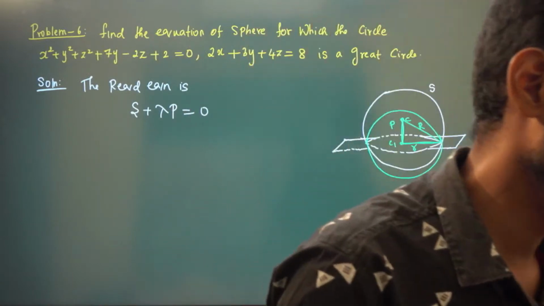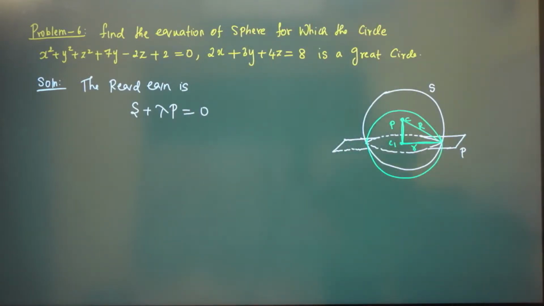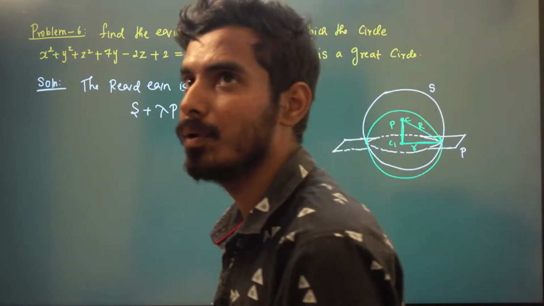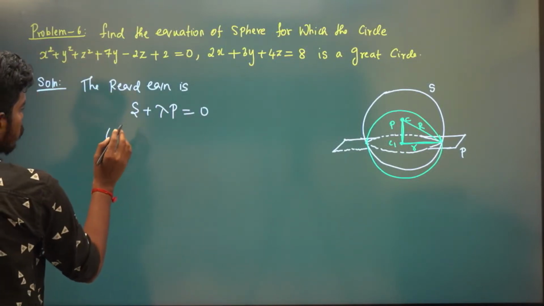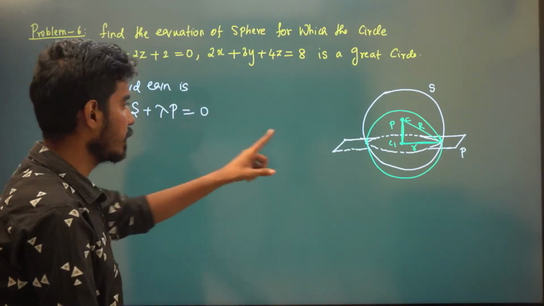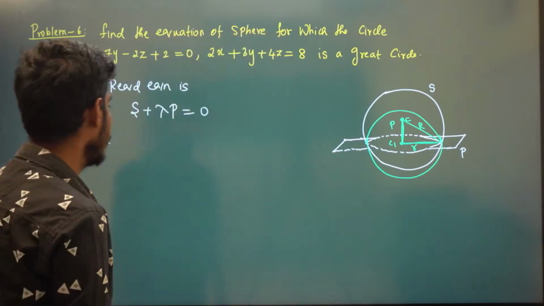In the previous question we had two parts. The first part was to prove the radius is 1, and after that we needed to prove the second part. But here we have only one part. So S plus lambda P is 0. Again, make use of the condition that the center has to lie in this plane for a great circle.